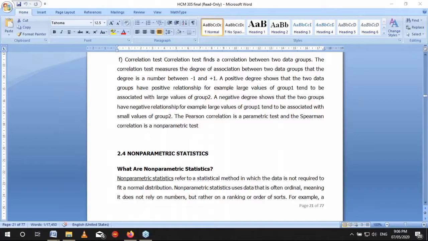Okay, now let's go back to steps in research process. What are the steps in research process? Number one, you must identify a problem. Number two, you must formulate hypotheses. Number three, you must review your related literature. That is, review of related literature.